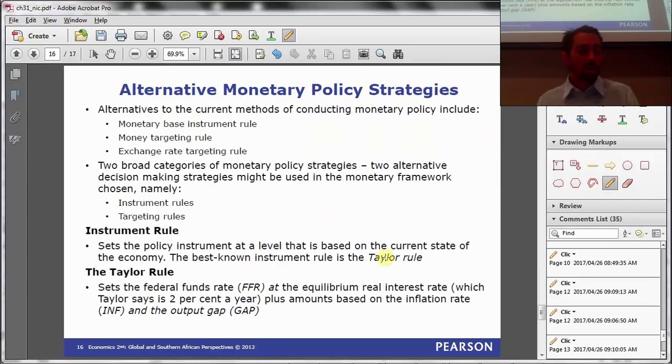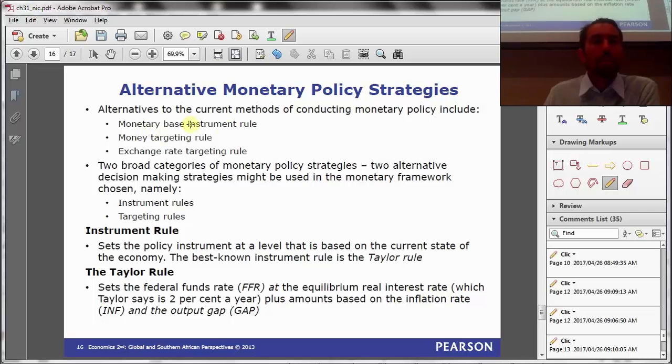Are there alternative strategies? Yes, there are. Alternative monetary strategies. We're referring to an inflation targeting rule. You don't necessarily have to have an inflation targeting rule. Other kinds of rules that we, as the South African economy, have used, and other economies as well have used. We haven't necessarily used all of them, but these have been used elsewhere.